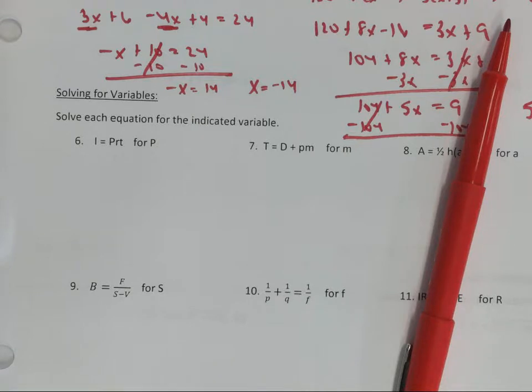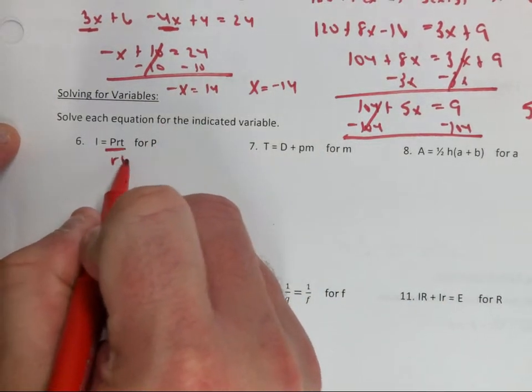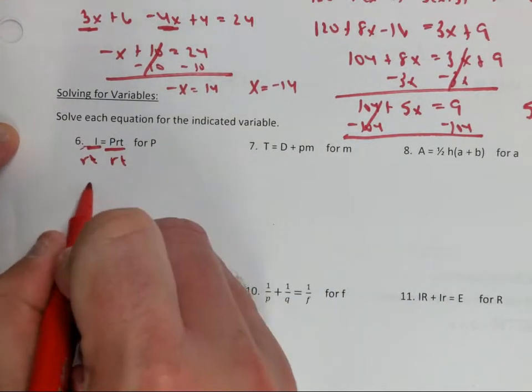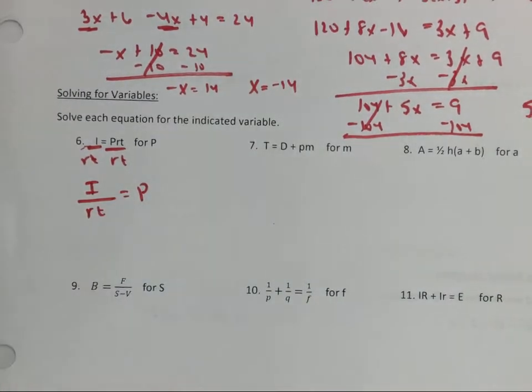So, like on this one right here, I find P. Well, everything's with P, isn't it? When everything's side by side, what operation does that mean? Multiplication. So, to undo multiplication, what operation do you do? So I'm going to divide both sides by what? What I don't want, which would be what? RT. So I get I over RT equals P.